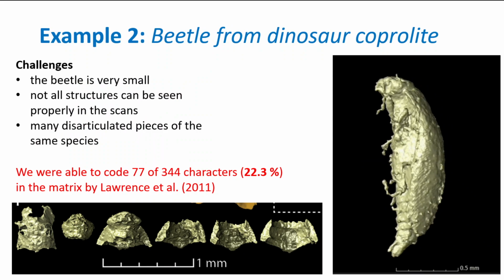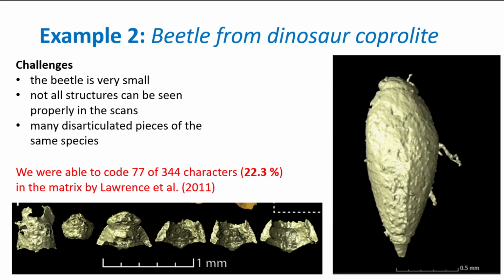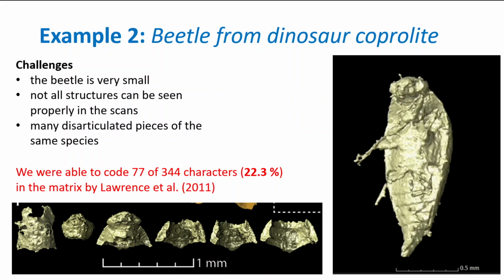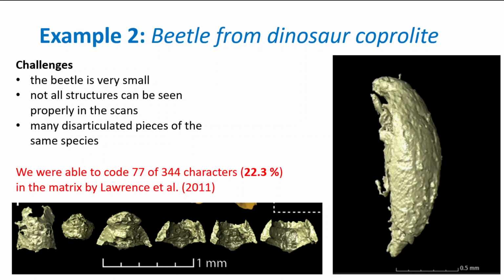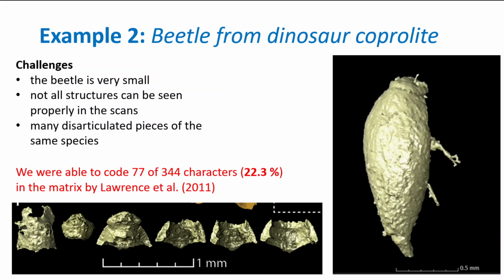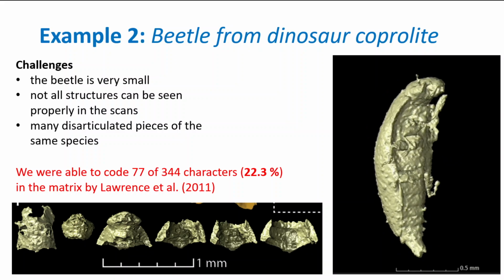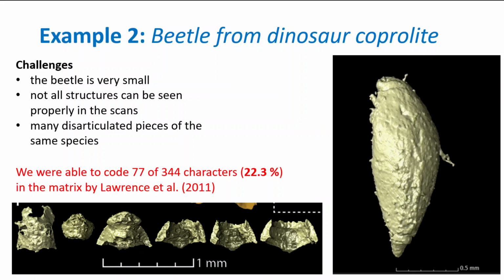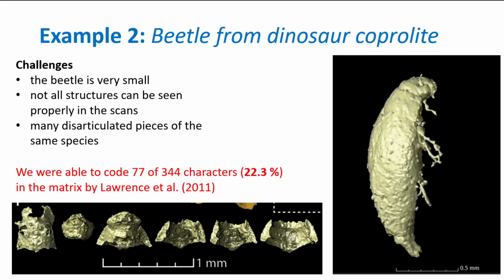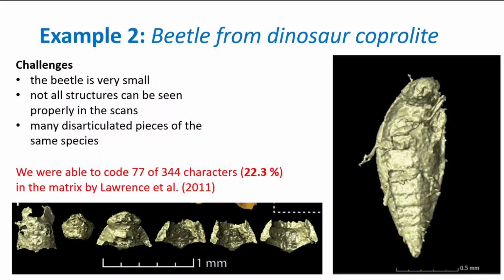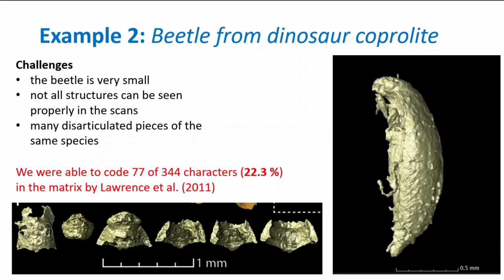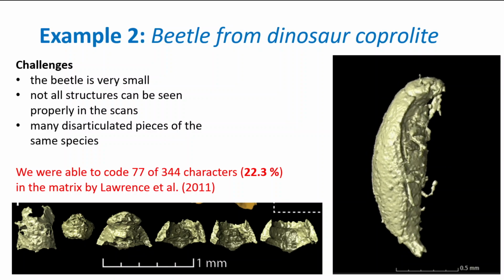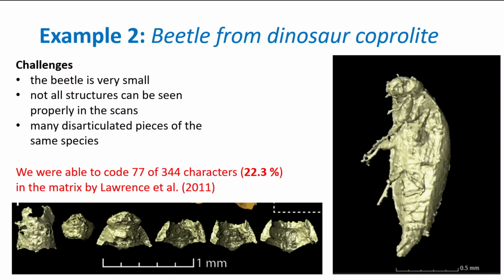So they did very nice work with scanning and extracting the data, but even though the work was very cool, the beetle was challenging. You can see that even though the reconstruction is very detailed for a beetle of about 1 millimeter, it is still limited in resolution for some very detailed tiny characters. So it was a little bit tricky. And we also had many disarticulated beetle parts of the same beetles in the same coprolite. So we were at the end able to code 77 of 344 characters, about 22%.